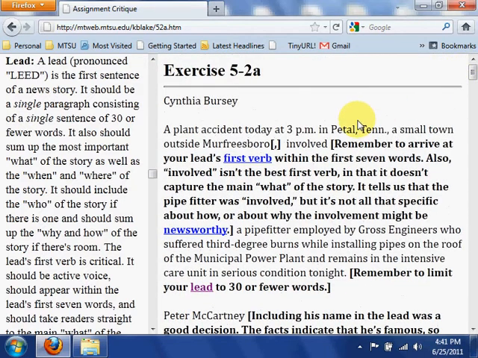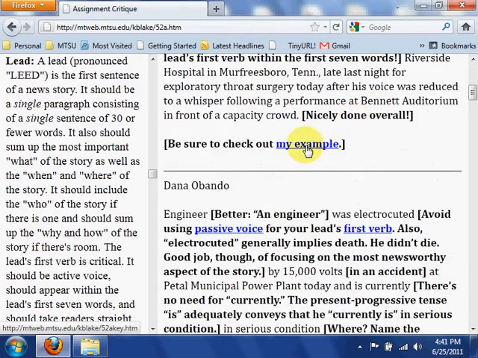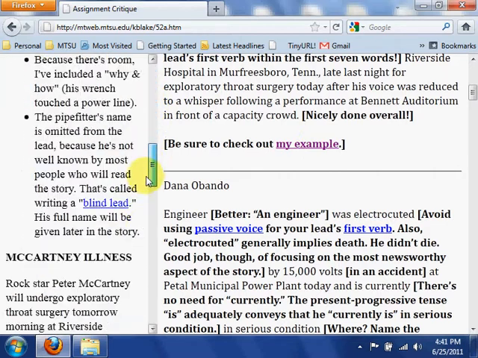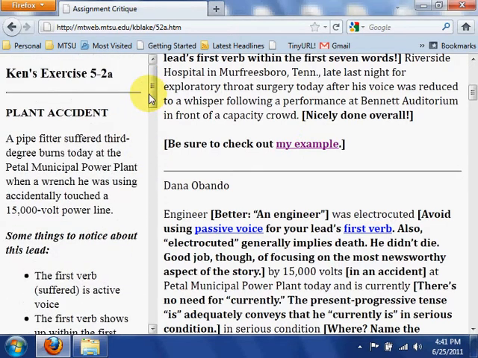Finally, in a typical critique, the professor will include a link to the professor's example of how the assignment could have been completed. And when that link is clicked on, that example also comes up over here in the left pane for the student to look at and learn from. So there are a lot of different ways for a student to get feedback on his or her writing and on how the assignment could have been done correctly.